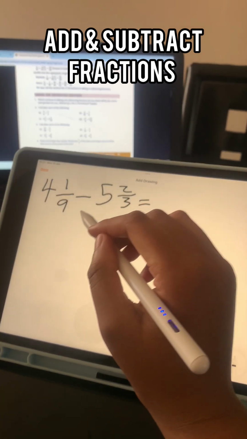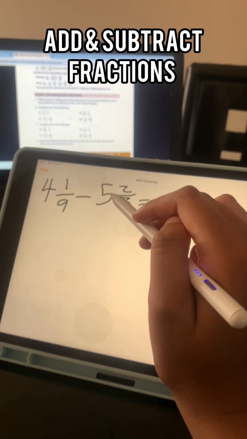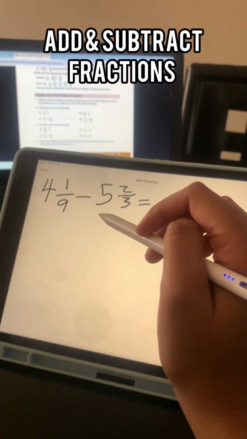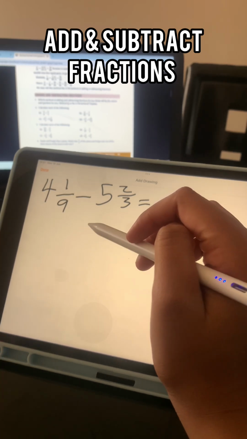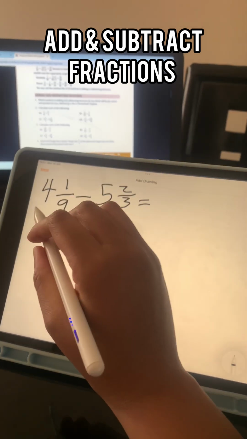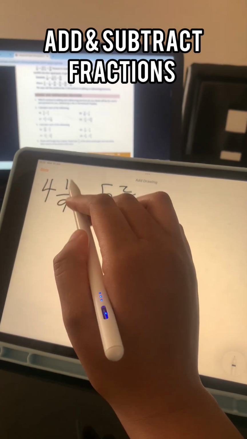So the first thing that you'll do is convert your mixed numbers into improper fractions. Once you have them as improper fractions, then you can subtract them from each other by making sure that they have the same denominator. Then once they have the same denominator, then you can subtract them from each other. So let's do that. The first thing that we're gonna do is convert this into improper fractions.